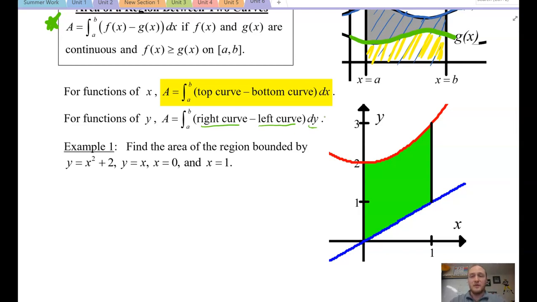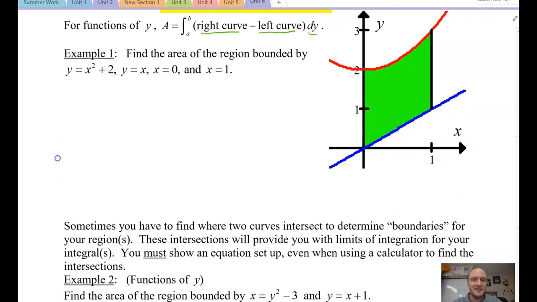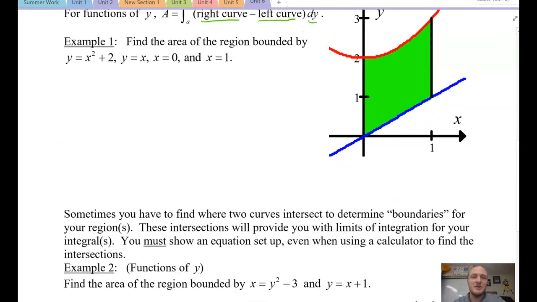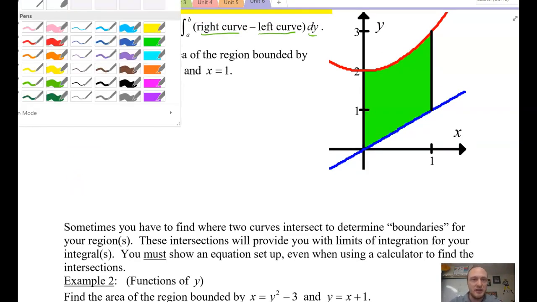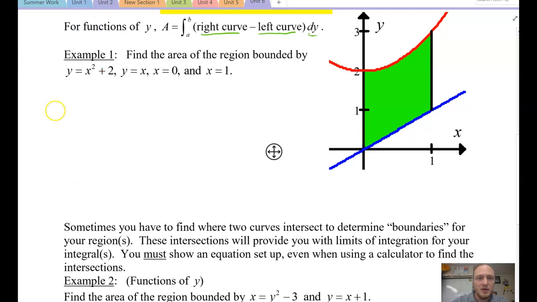So without further ado, let's go ahead and apply this idea. This example says, find the area of the region bounded by y equals x squared plus 2, and that equation here is in red, so you can see that graphed, and y equals x, that is in blue. That's our blue function here. And x equals 0 and x equals 1. Well, this is our left bound and our right bound.